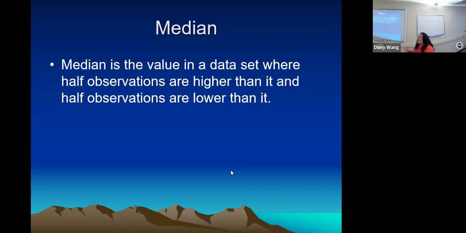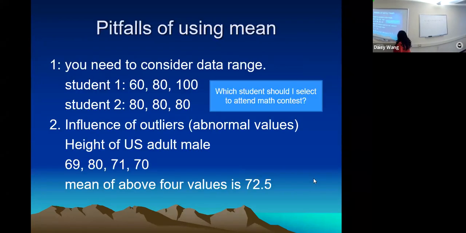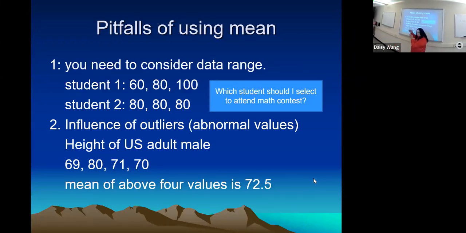But what if we have an even number of data points? If we use the previous example, we put it in order from lowest to highest: 69, 70, 71, 80. So the middle values are 70 and 71, because it's an even number and there's no single number in the middle. So the median will be the average of 70 and 71, which is 70.5.